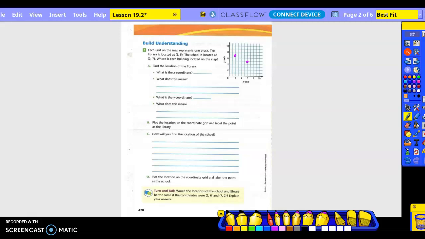Oh, we forgot to mark this. So this was the library, right? This is the school. Find the location of the library. What is the x coordinate? So what's the x coordinate? 6. And then that means we go right on the x-axis 6 units. What's the y-coordinate? 5. Okay. And then what does that mean? We go up 5 units on the y-axis.